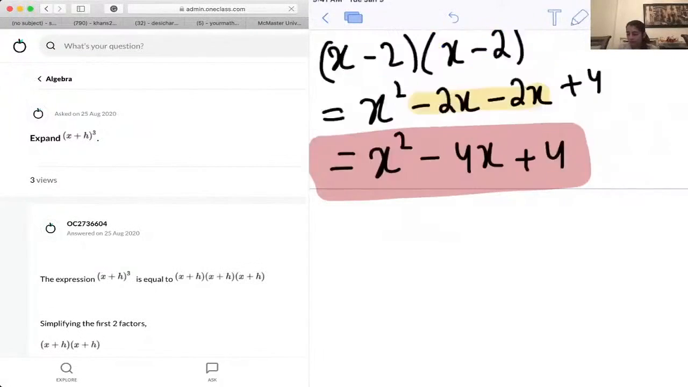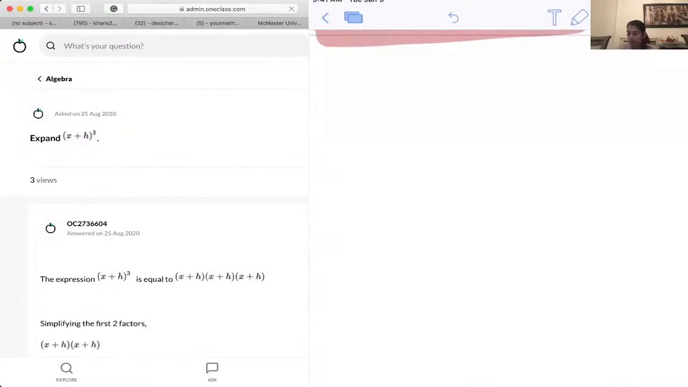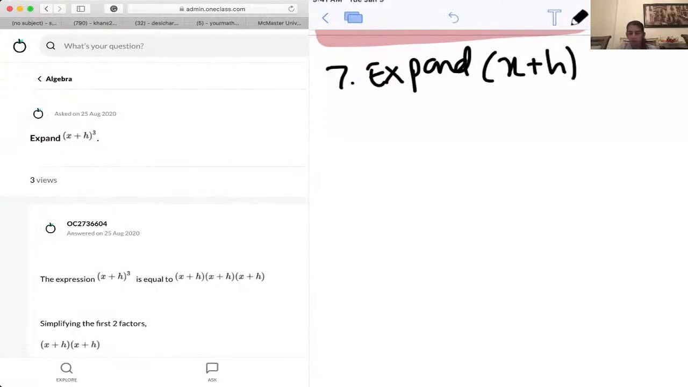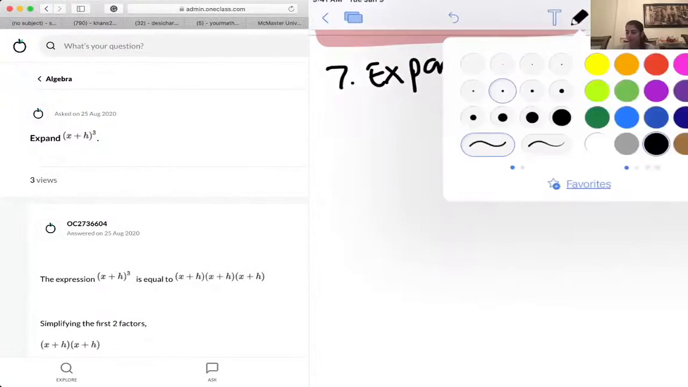Question 7 is asking us to expand x plus h cubed. So this is a little different because it's not squared. It is to the power of 3. So what we're going to do is use the FOIL method twice. So I'm just going to write the FOIL method again.